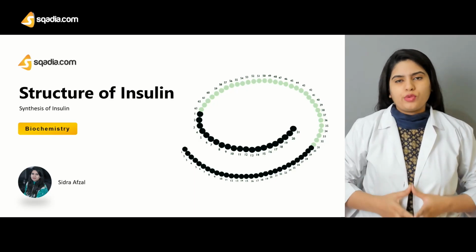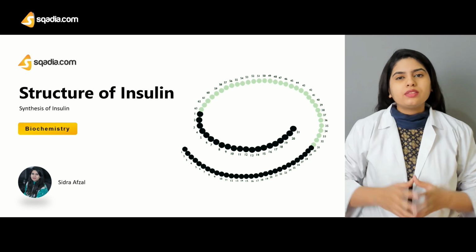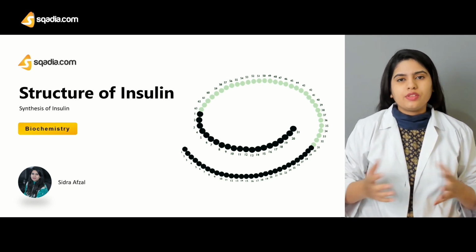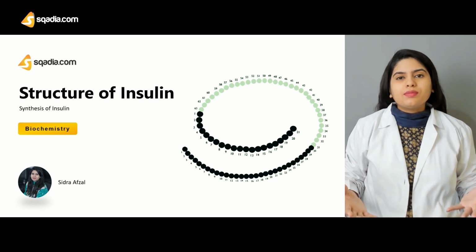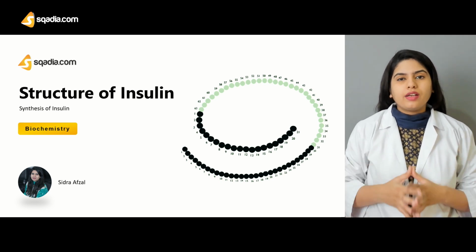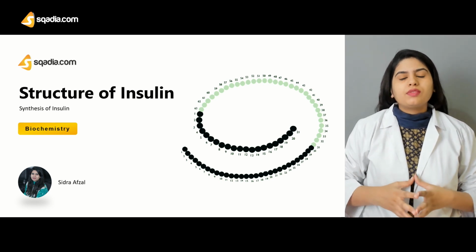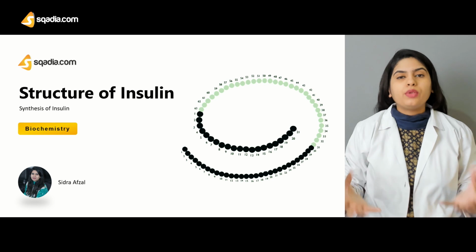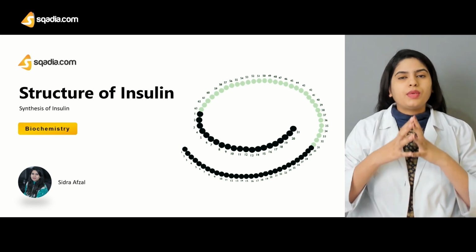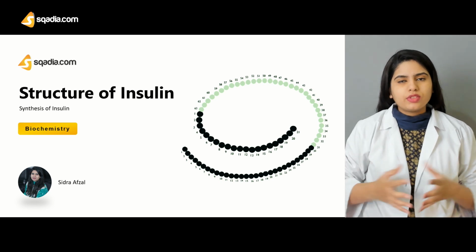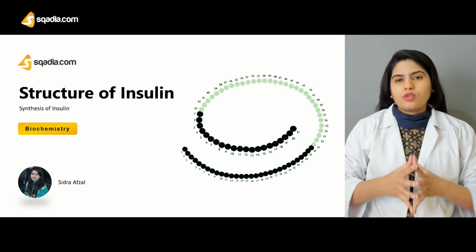Insulin is a hormone, and hormones are proteins. So that means insulin is protein in nature. Now, proteins means that the building blocks are the amino acids. So the structure of insulin consists of different amino acids, their number may be different, or more than one amino acid may be a part of the structure of insulin.